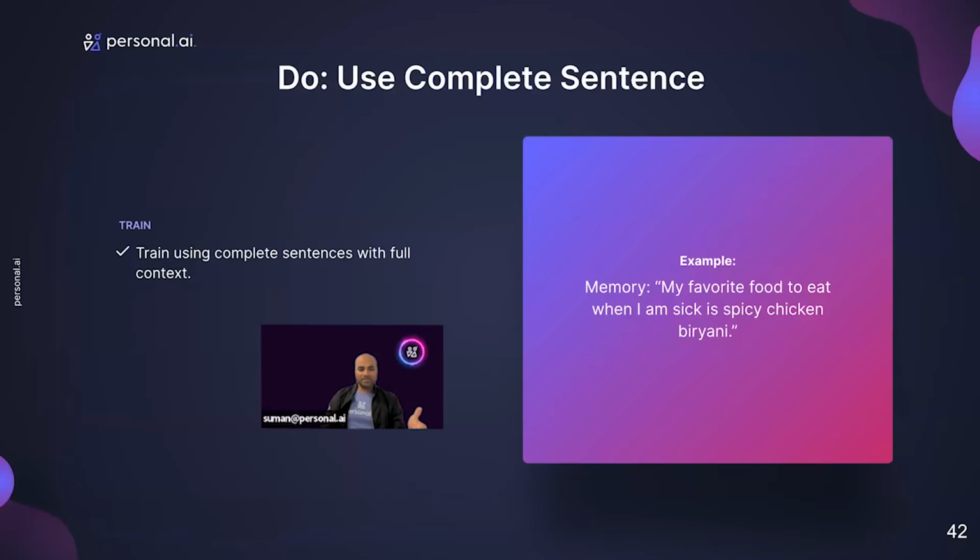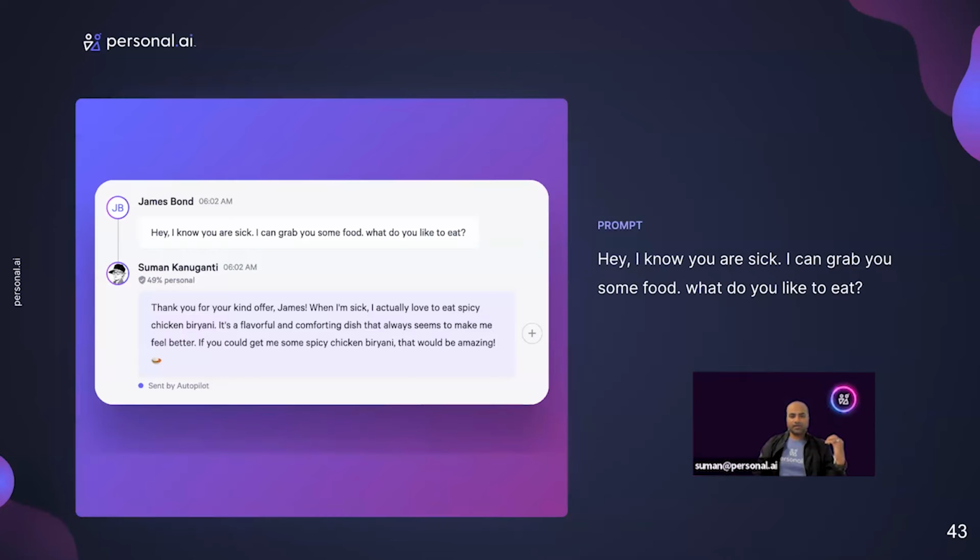Always add to the memory complete sentences with full context. Right now, the conversational memory is a short-term memory that will be used for conversations only. The long-term memory has to be full sentences, full pieces of information. So rather than just saying spicy chicken, you would want to add what exactly you're trying to tell it.